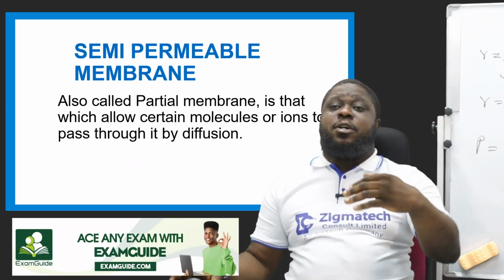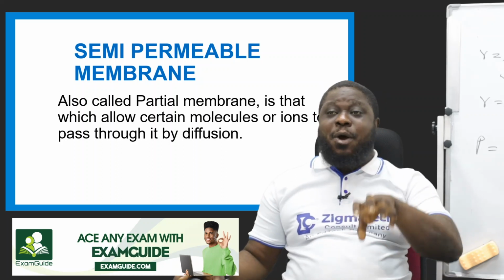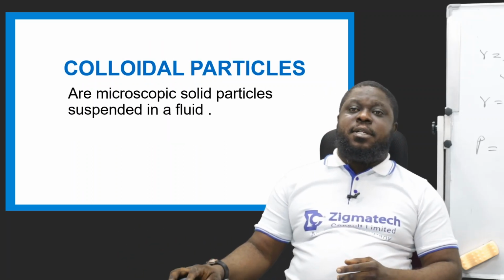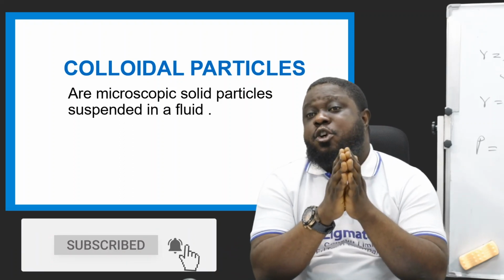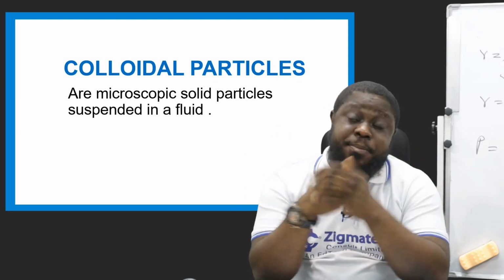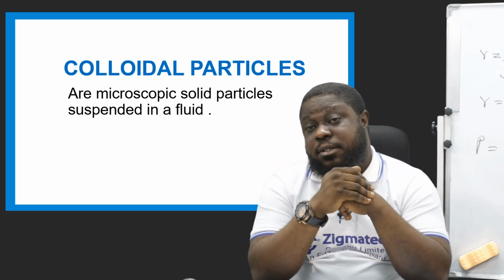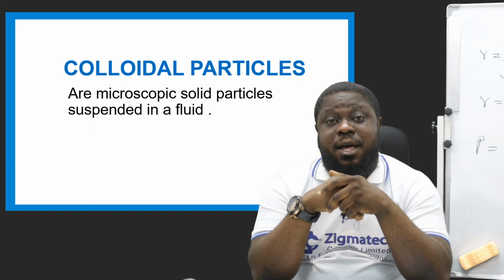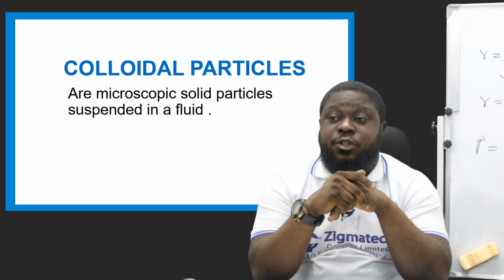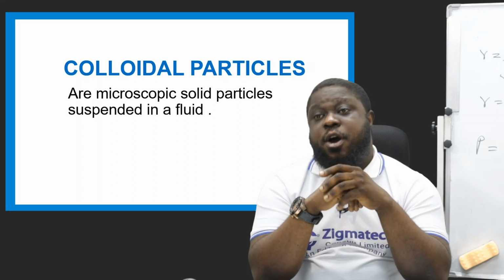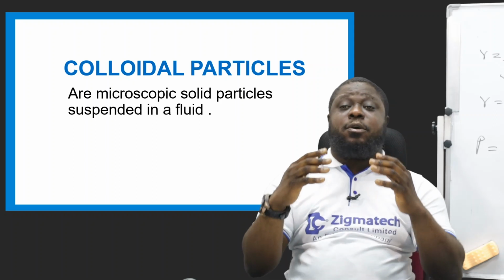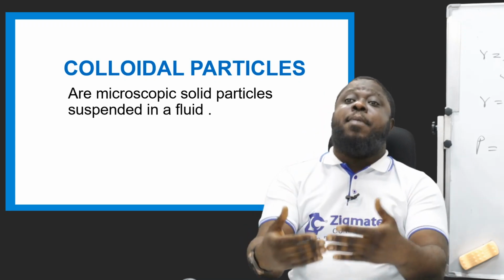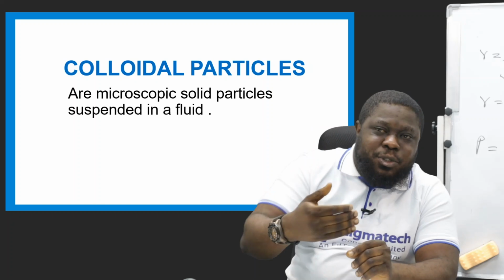Now let's know the particles that will pass through the semi-permeable membrane via dialysis. The colloidal particles, like we said, are microscopic solid particles suspended in a fluid. That's what I told you in the beginning when I talked about dialysis. These salt particles are suspended in the fluid, which is water. That is why the taste of a salt solution becomes salty, because the solid particles, when they are coming out through the semi-permeable membrane, will carry their salt particles.